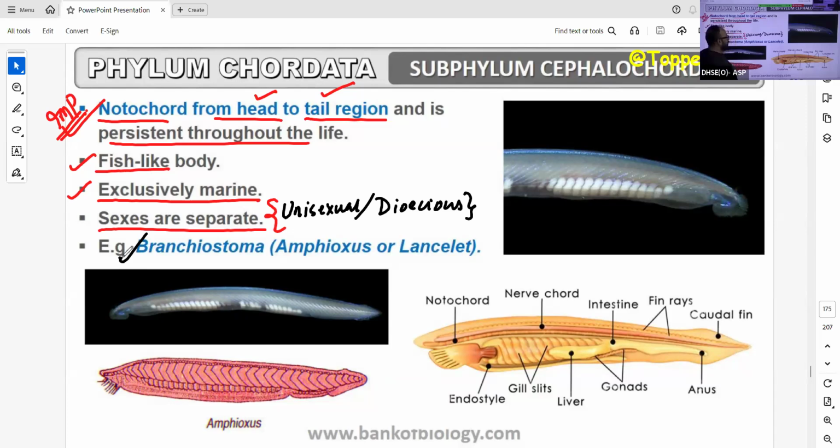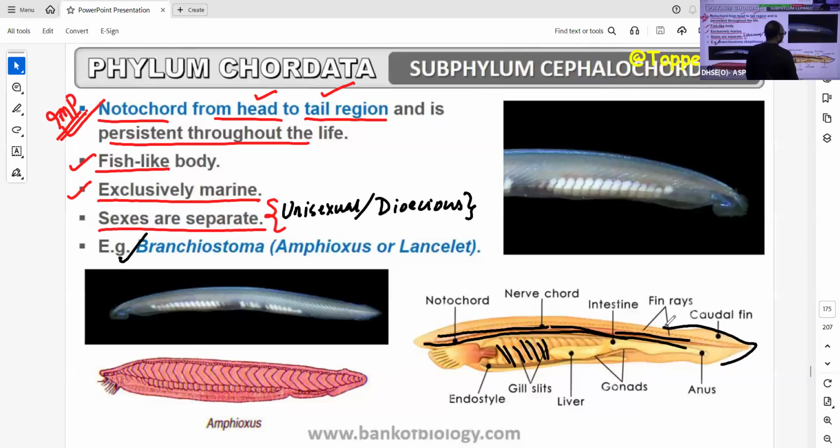cephalochordates. Okay? Understood? As you can see in this figure, this particular structure here is the dorsal hollow nerve cord. There is a notochord which is present throughout the body and throughout the life. Fine. Then pharyngeal gill slits are also present. Alimentary canal is complete with mouth on the anterior end and anus in the posterior end. Then they also have a tail-like structure present. Okay? Fine. Okay.